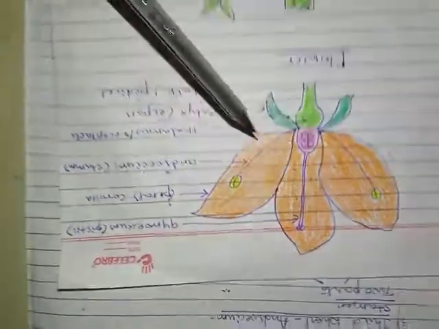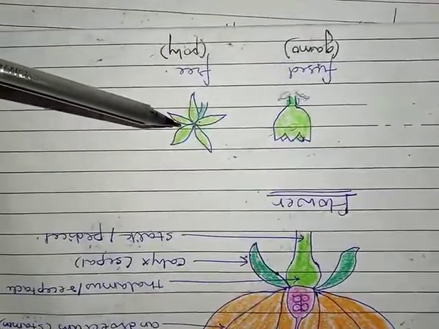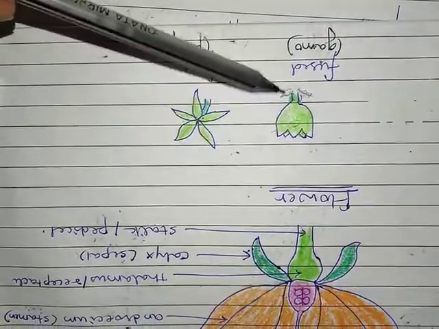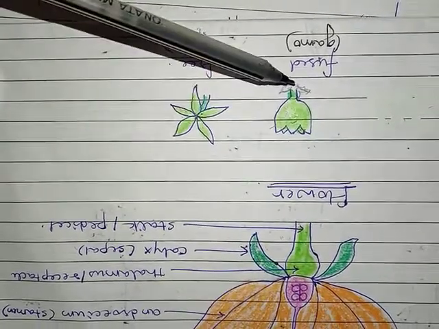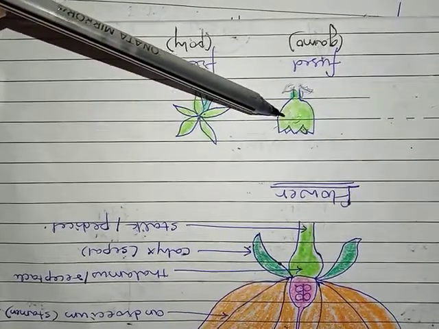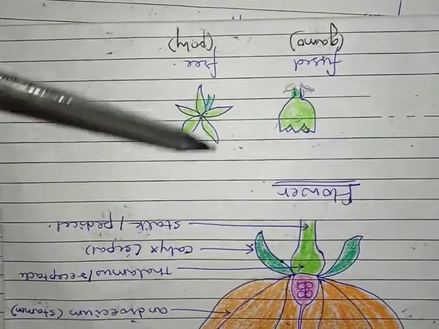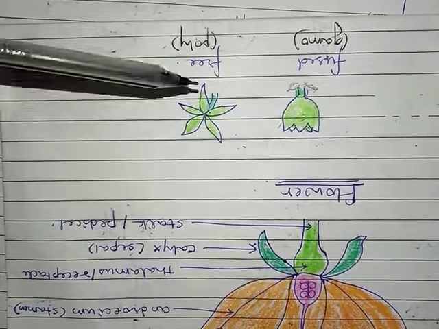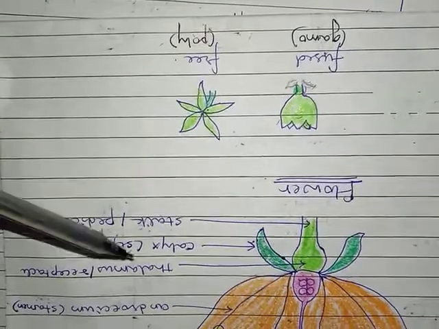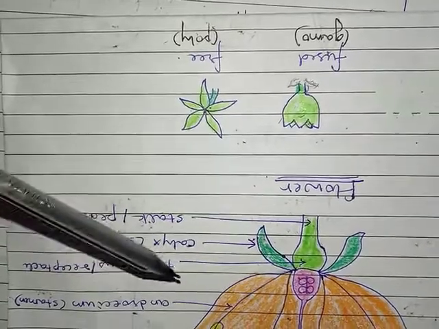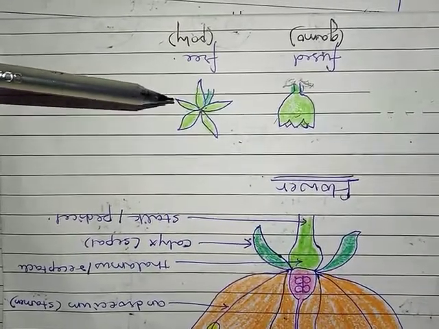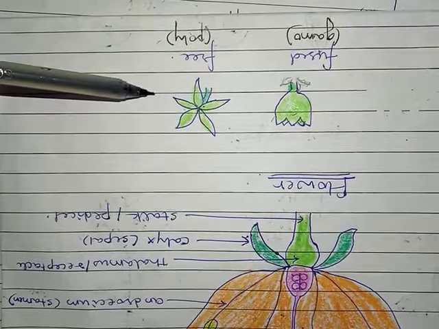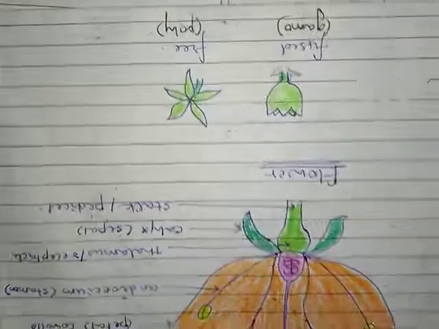Like the calyx, even the petals may be free or they may be fused. If the petals are free, the condition is called polypetalous, and if the petals are fused, then the condition is called gamopetalous. Remember, in case of calyx, the terms were polysepalous and gamosepalous, and in case of corolla, the terms are polypetalous and gamopetalous. Two different things. Remember.